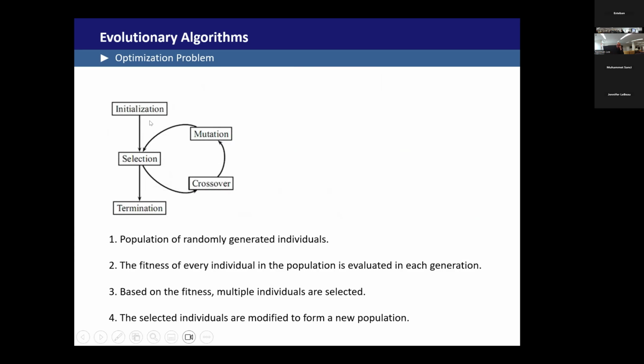So if we come here, we generate the first seed in a random way. It cannot be biased, like we start to put it close to the global optimum. The fitness of every individual in the population in each generation will be checked, and we will have a lot of potential fitness there.